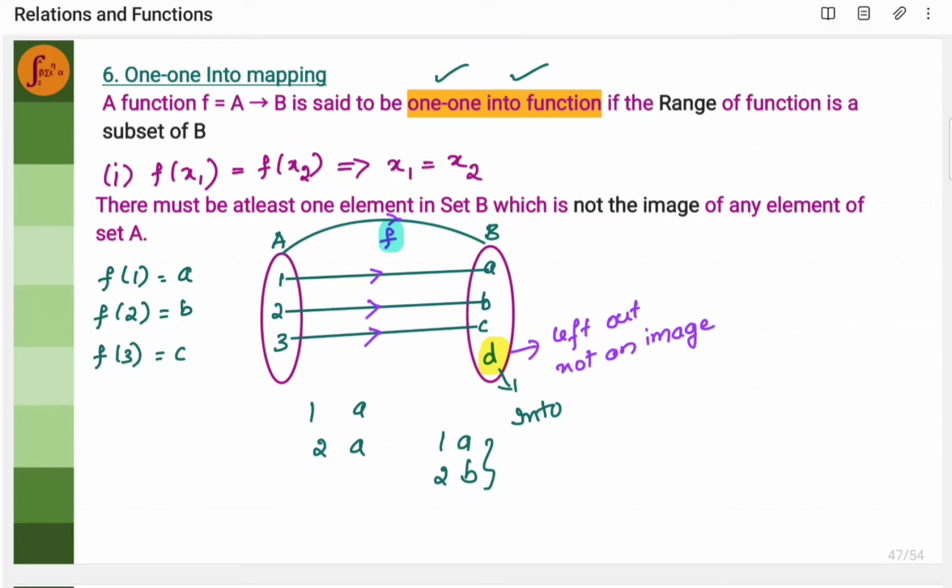So whenever you have such kind of function, you'll have to write f of x1 is equal to f of x2, which is equivalent to x1 being equal to x2. So here you notice range of function is a subset of B. The range, what is range? Range is nothing but it's a set of all images. Here images are A, B, C only. D is not included. This is range. Now if you notice, range is a subset of set B. What is B? B is A, B, C, D. So range is subset of this.